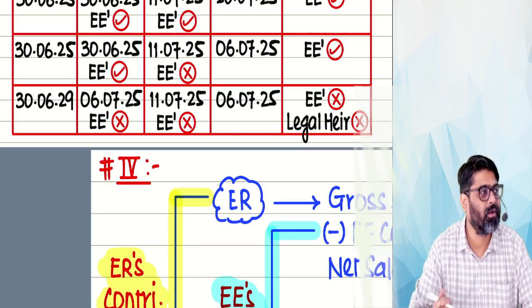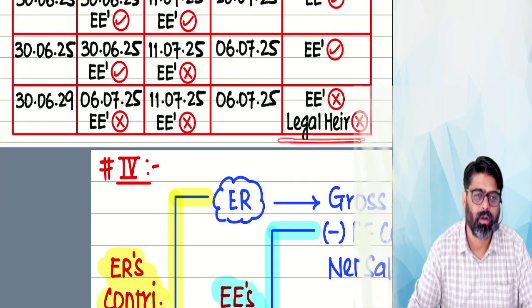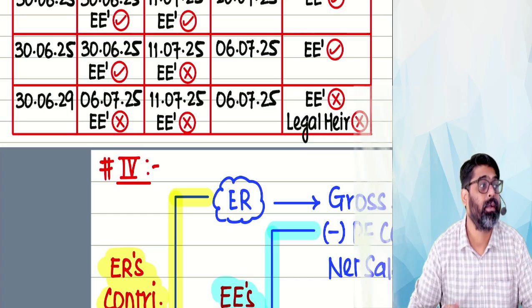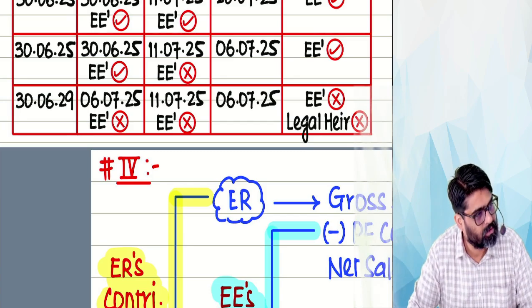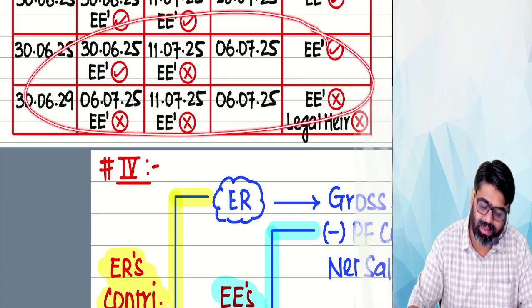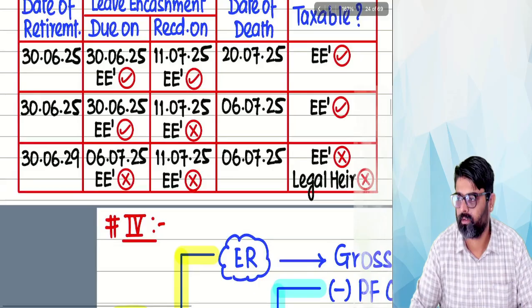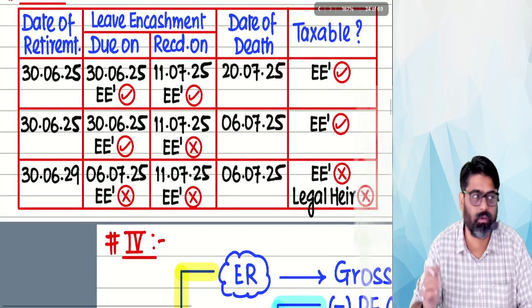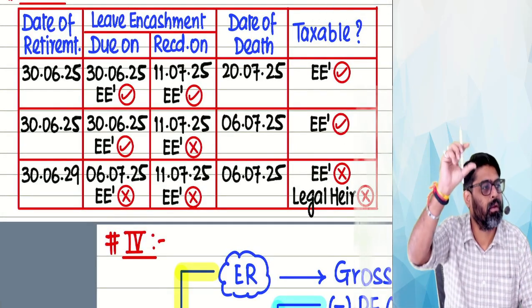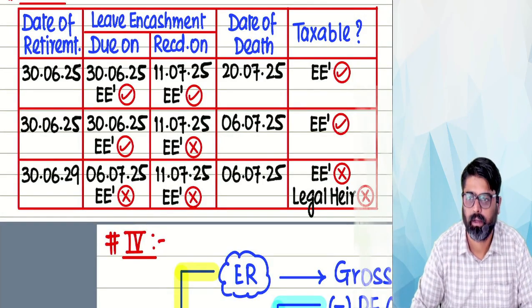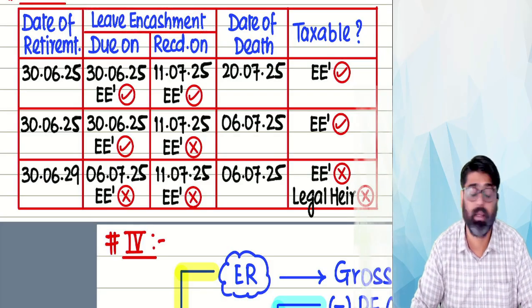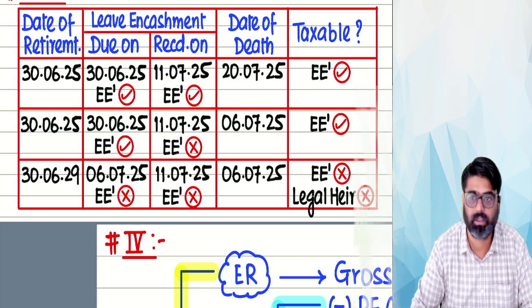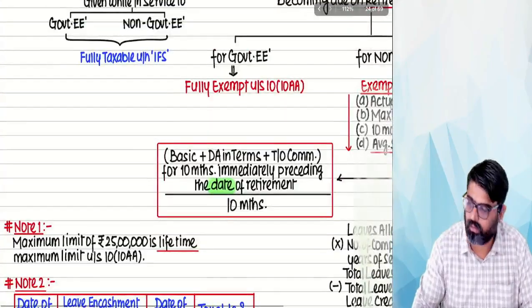No. For legal heirs also, this is not taxable. Why? Because it is a capital receipt in the hands of legal heirs. Got it, sir? Same thing I have explained for gratuity. Same to same. I have not changed the dates also. Copy, paste. I've just changed the word leave encashment instead of gratuity. Understood? So this is the end of leave encashment.